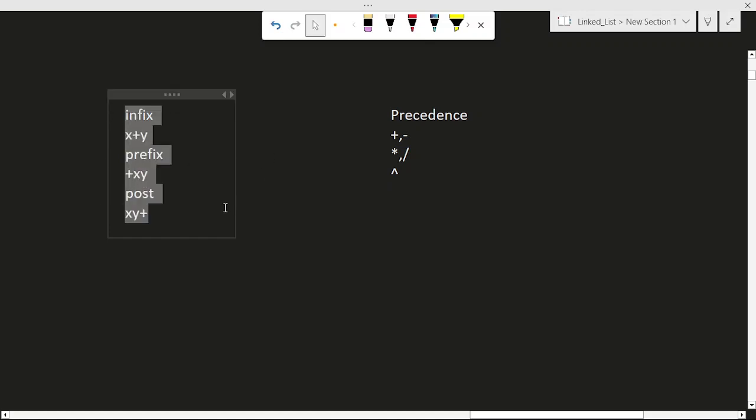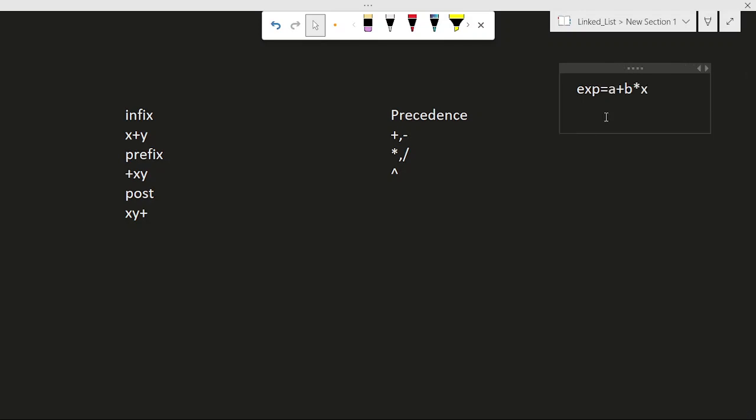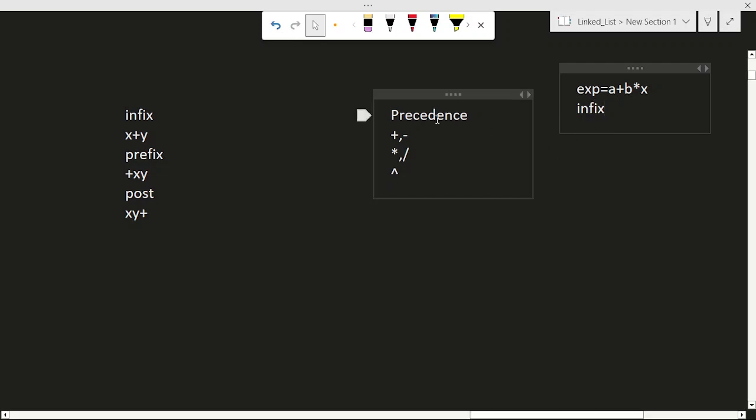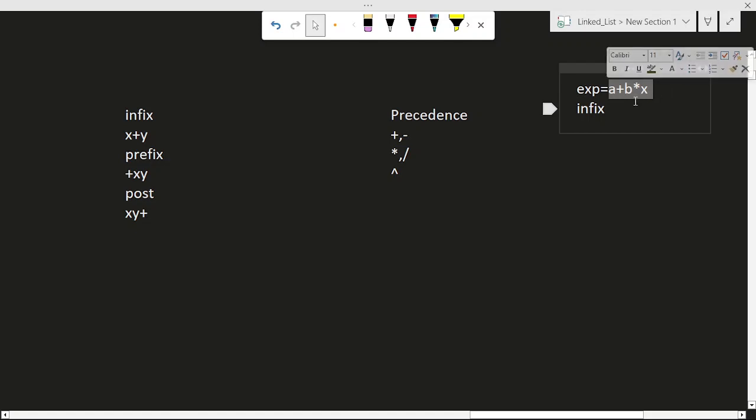And in order to solve a bigger example, imagine I have some complex expression. Let me take that expression as a plus b multiplied by x. So this is my expression. What will be the postfix of that? Before that, you need to know precedence. Precedence means, for a given expression, for which operator you are going to give much preference.